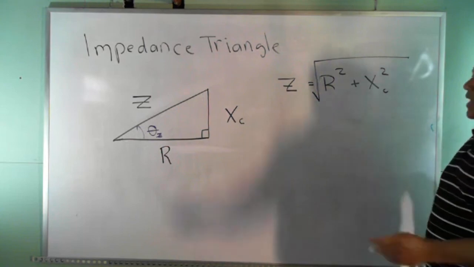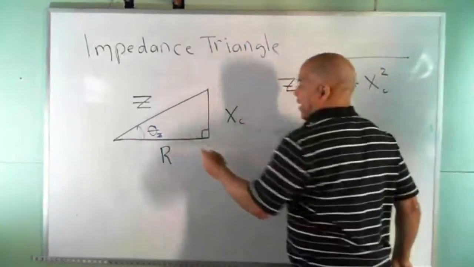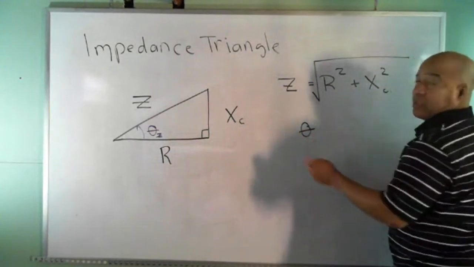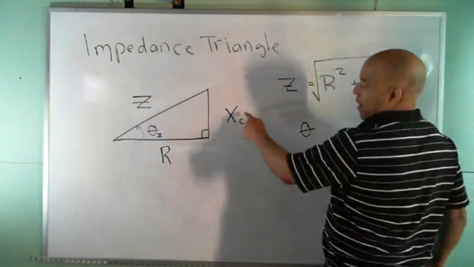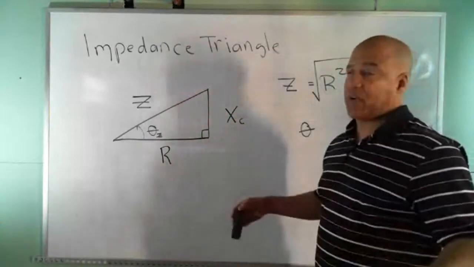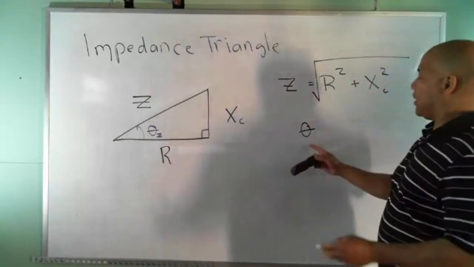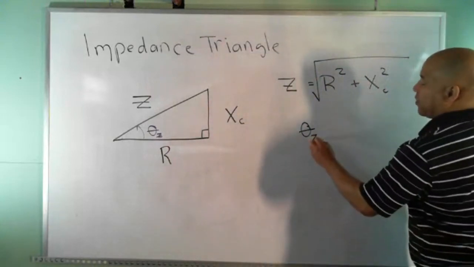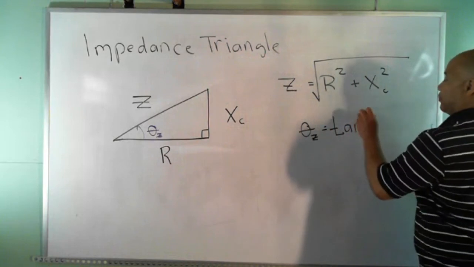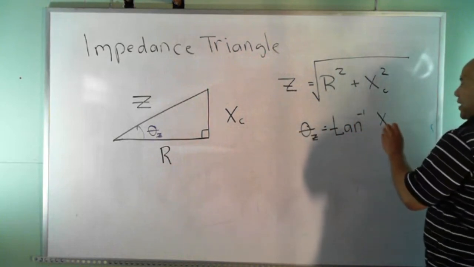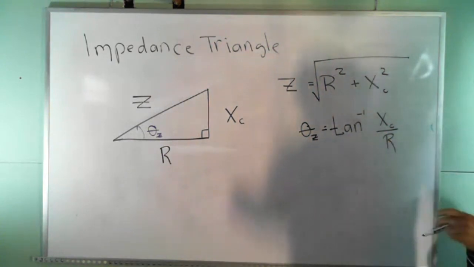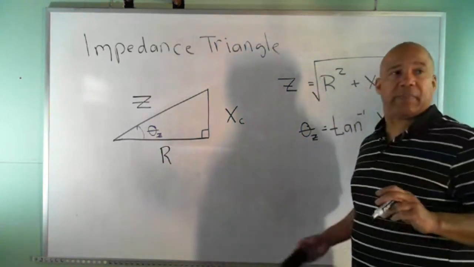I would use this. And then this angle right here, that impedance angle, theta Z, remember I told you that we would use the tangent. Usually you know X and R, so that's the opposite and adjacent. So that's a tangent function. We usually want to know theta Z, so I'm going to use the inverse tangent. So theta Z is the inverse tangent of XC over R.